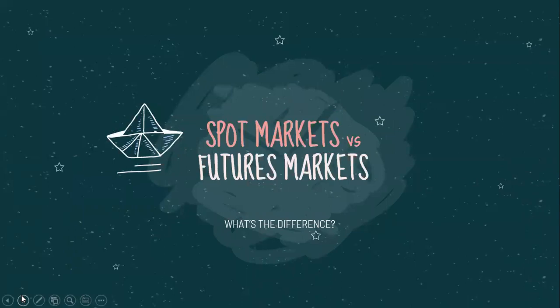So the spot market is where assets are bought and sold for on-the-spot delivery or immediate delivery. While in futures markets, participants agree today to buy and sell and deliver an asset at some future date while having the price set today.